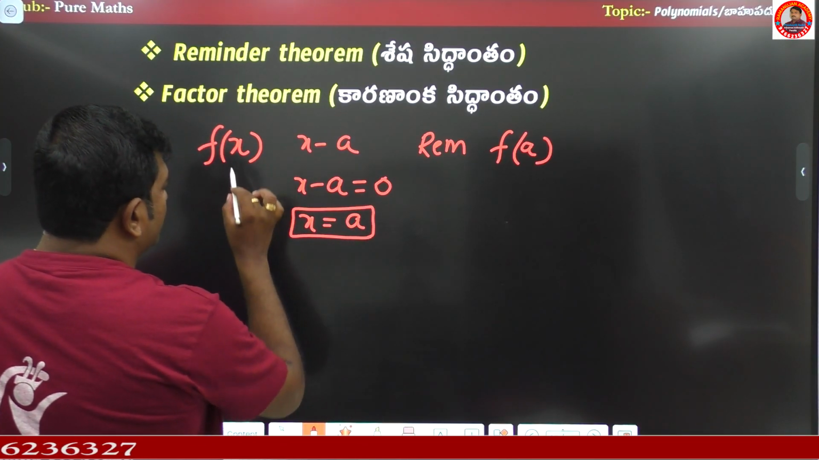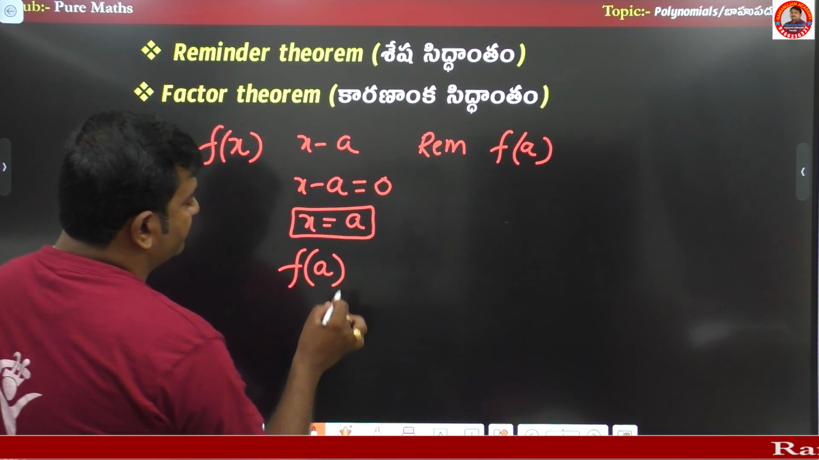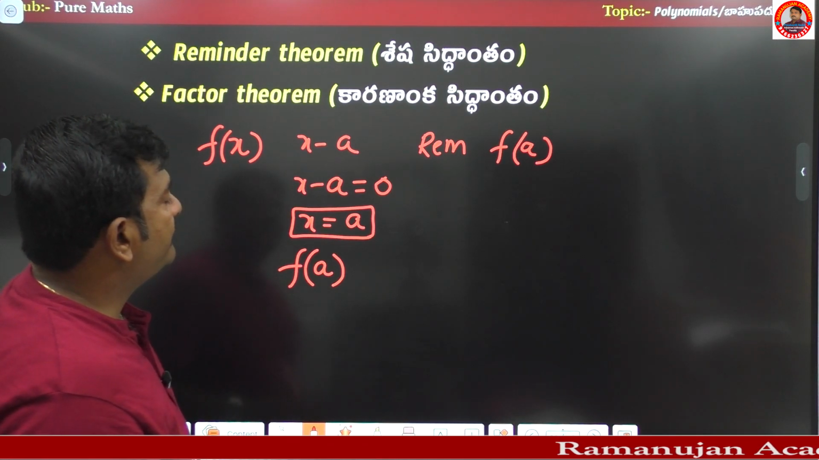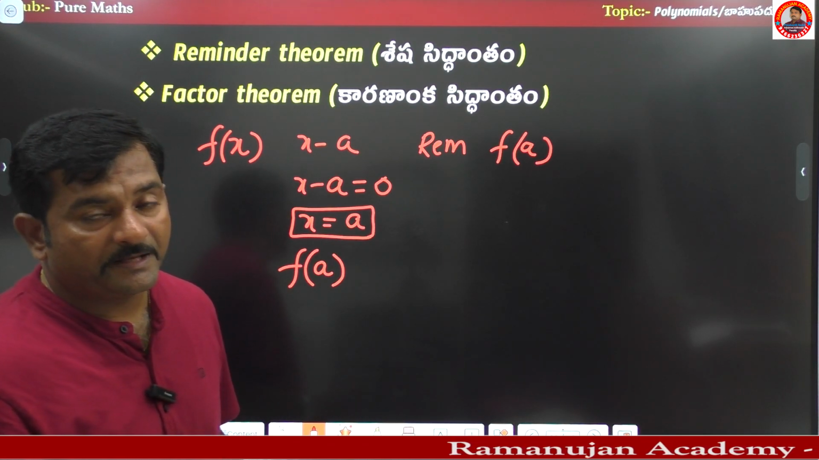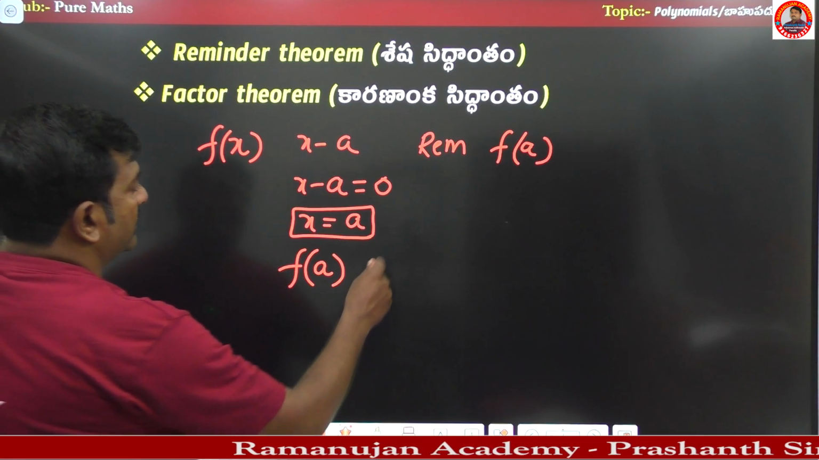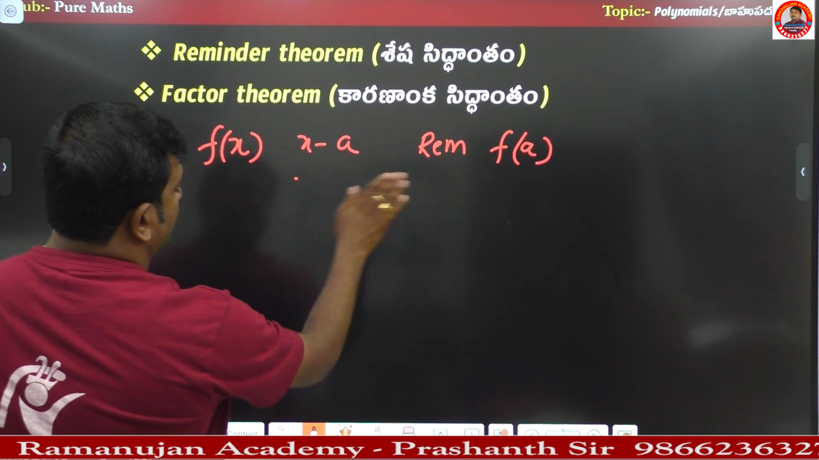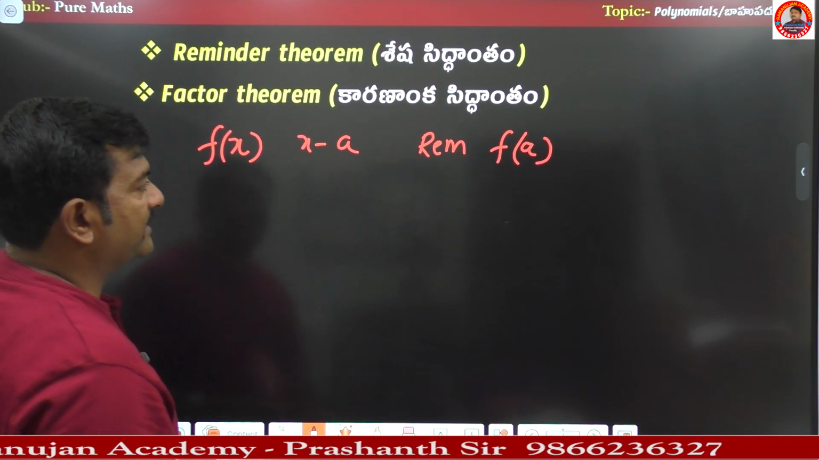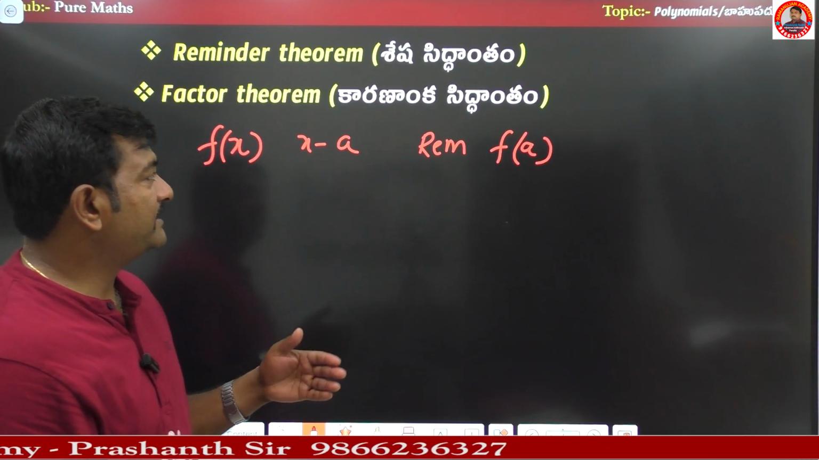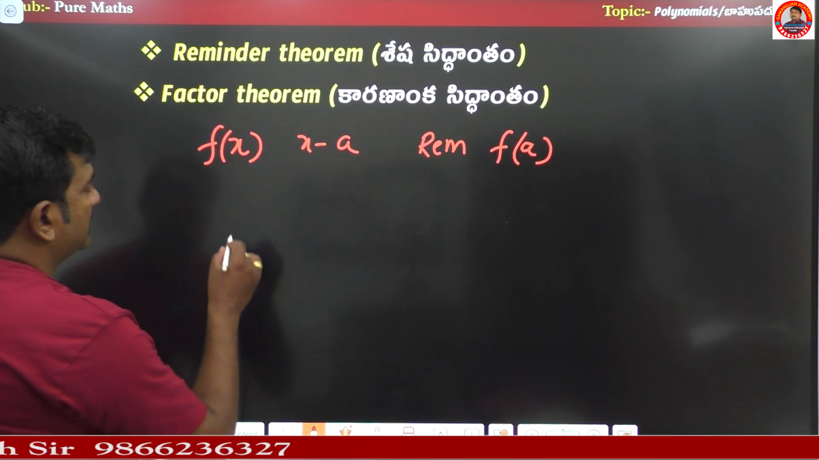X is equal to a. So in this polynomial, wherever x is there, in place of x we can take a. I hope you understood. This is what the remainder theorem is. I repeat once again, what is the remainder theorem? If f of x polynomial is divided by x minus a, then what is the remainder? f of a. That's all.